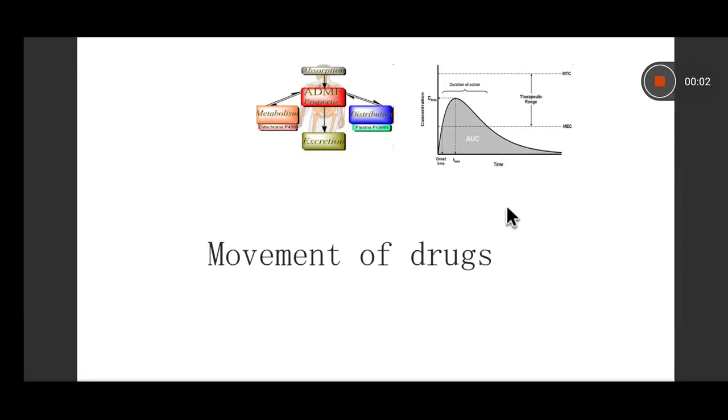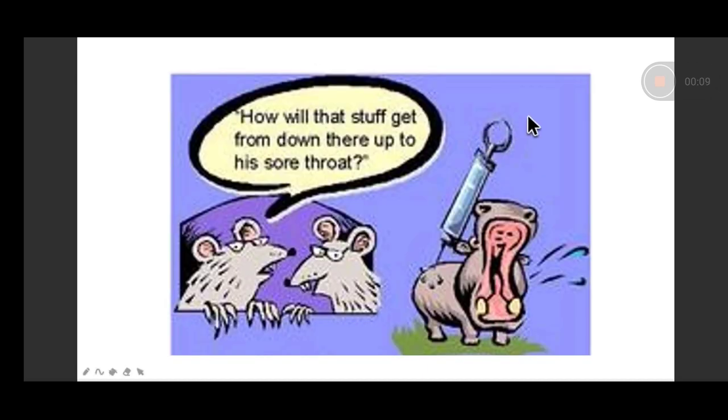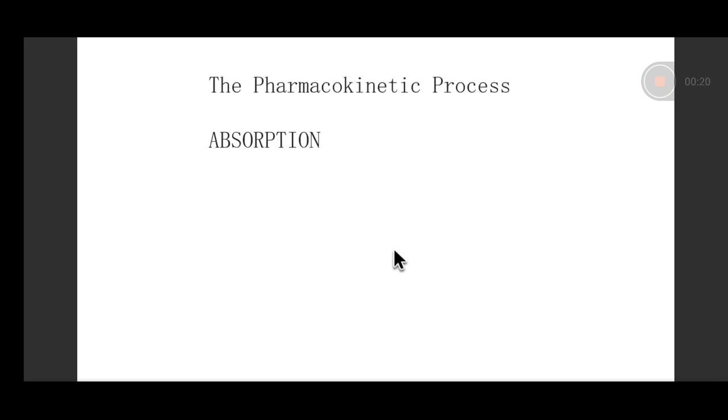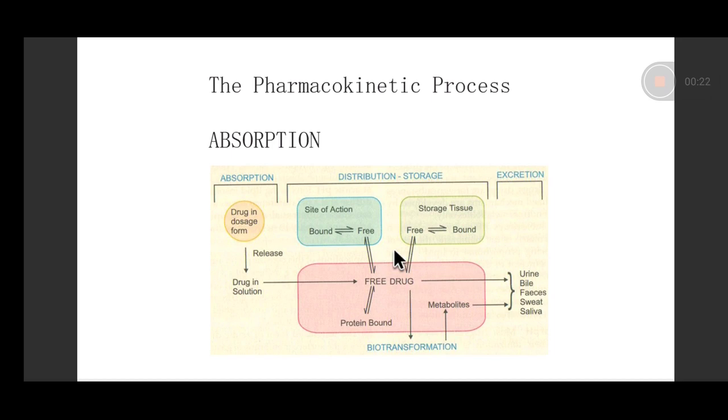The medicine is reaching its site of action to produce an action. So most drugs, when taken, that's what we're going to discuss now. Most drugs, when taken, get absorbed.